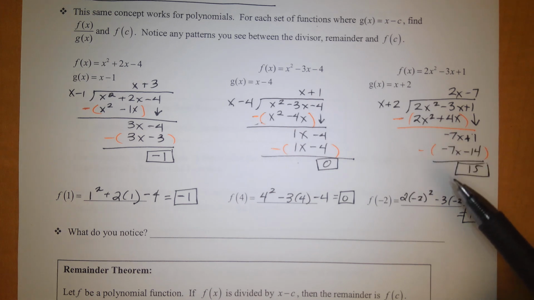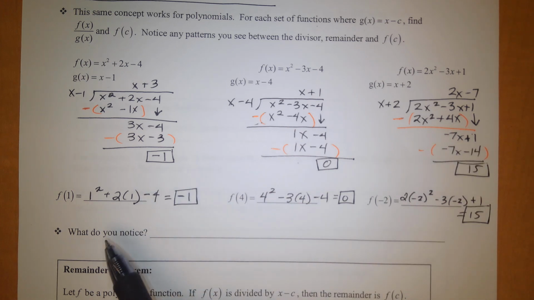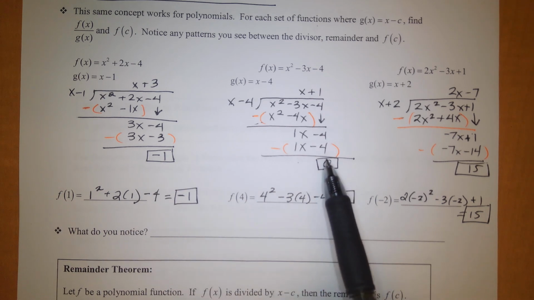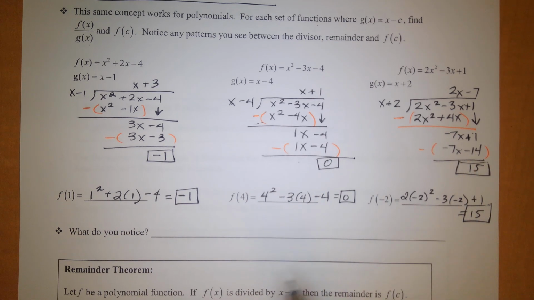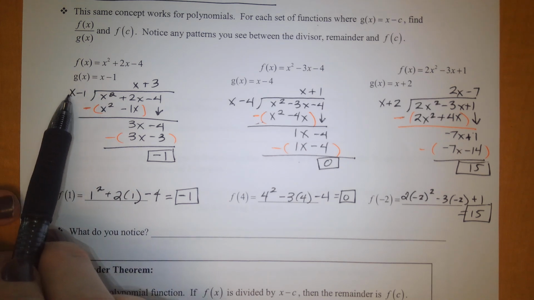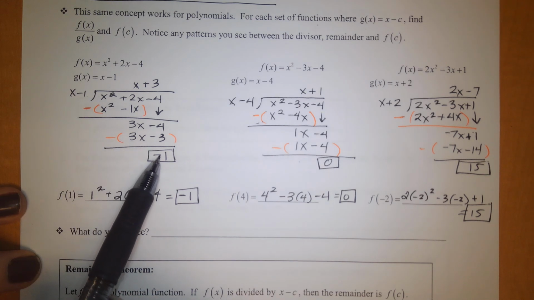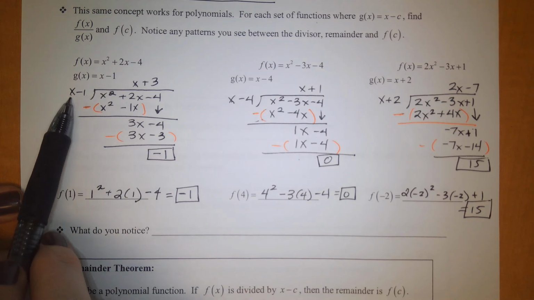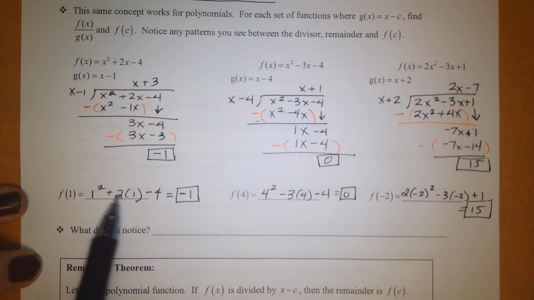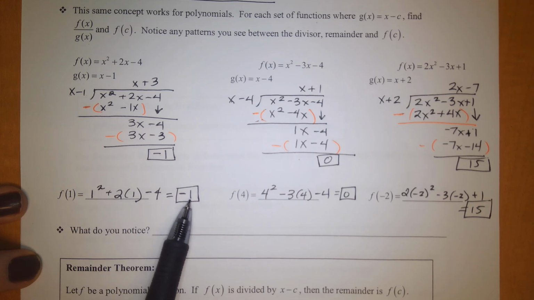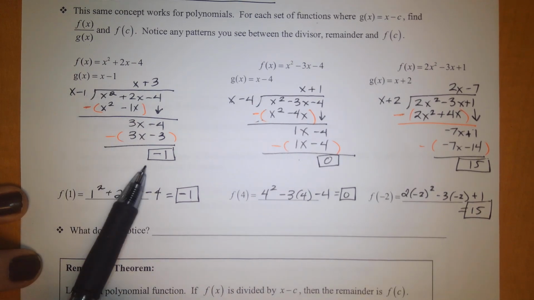All right, so now you're going to notice a trend that is happening here. What did you notice? These numbers match. These numbers match. These numbers match. Okay, so when you divide by x minus a number, the remainder is always going to be the same answer as if you just plugged this value into the function to begin with. This is a much faster way to find the remainder than doing the whole long division.